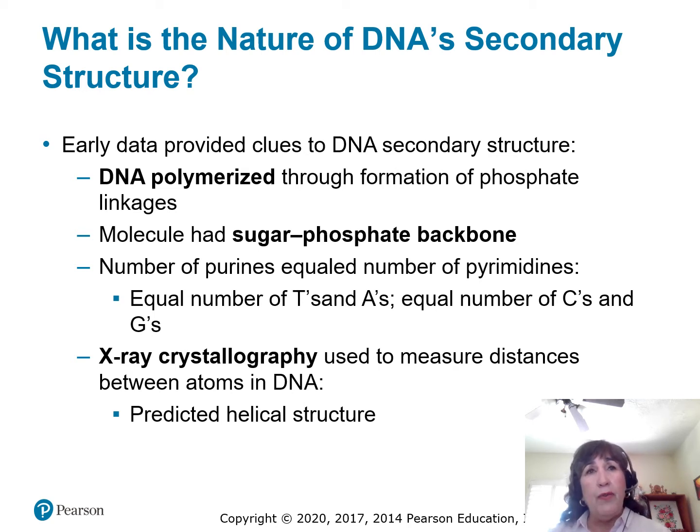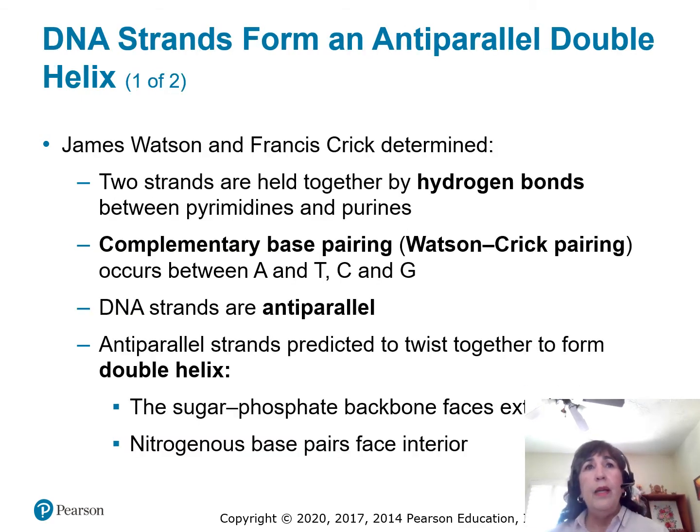Then later on, Dr. Franklin did X-ray crystallography, and it sort of looked like looking at the end of a Twizzler. If you look at the end of the Twizzler, you see that it's spirally, so this gave a clue to the double helix. So James Watson and Francis Crick determined that 2 strands are held together by hydrogen bonds, between pyrimidines and purines. And they know this through complementary base pairing. And that's why the number of A's always equal to the number of T's and C's always equal G's. It's because of complementary base pairing.